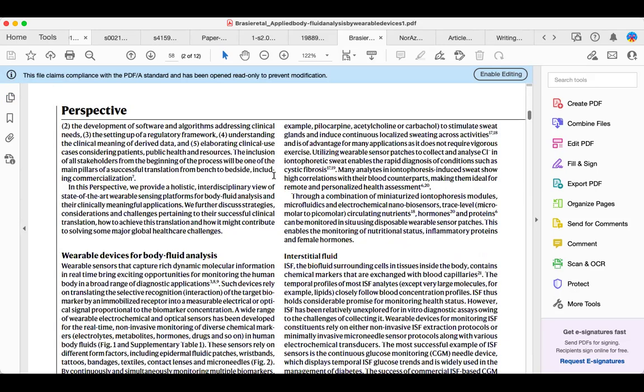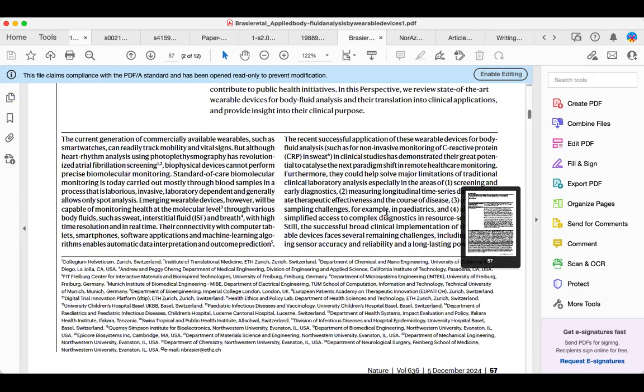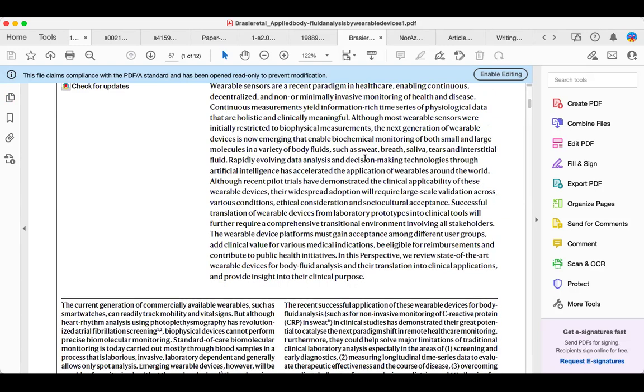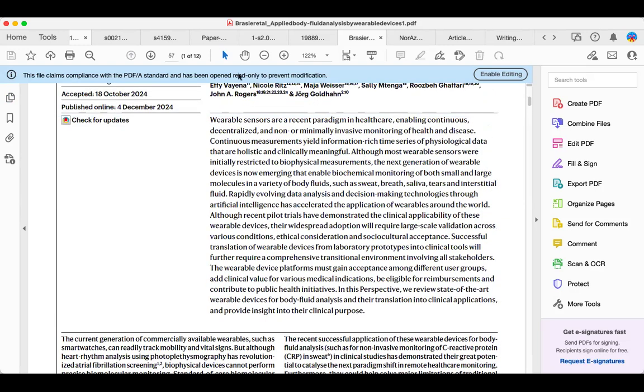Okay, so you can see that if we look at the abstract, wearable sensors are a recent paradigm. These are more on introduction. Although most wearable sensors were initially restricted to biophysical measurement. This is the one that I talk about. If you use a smartwatch, this is based on biophysical.